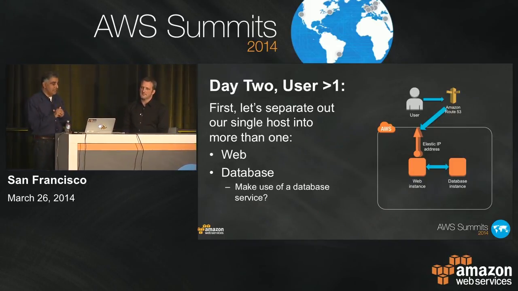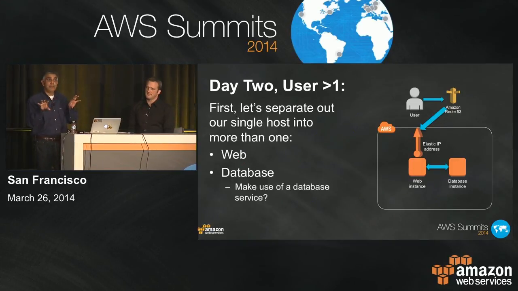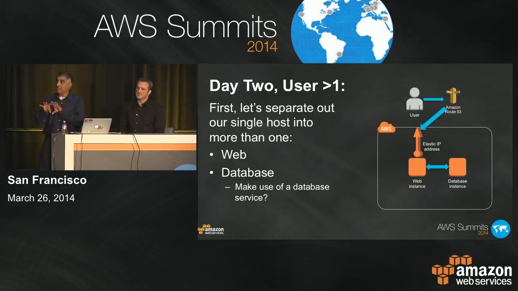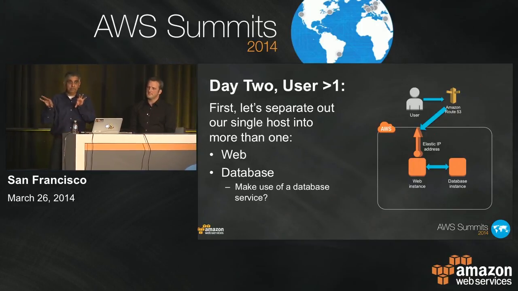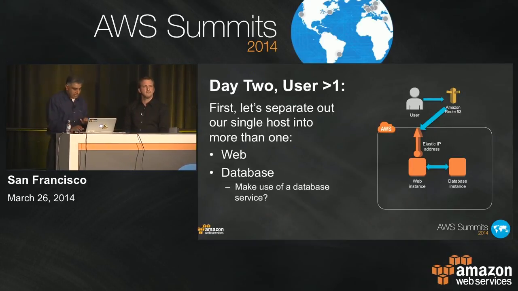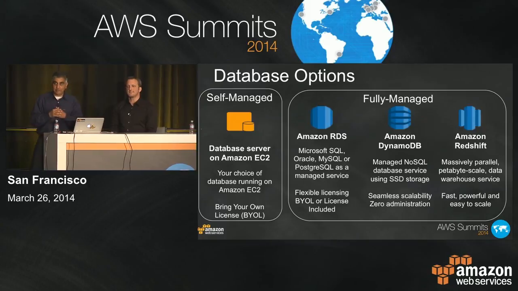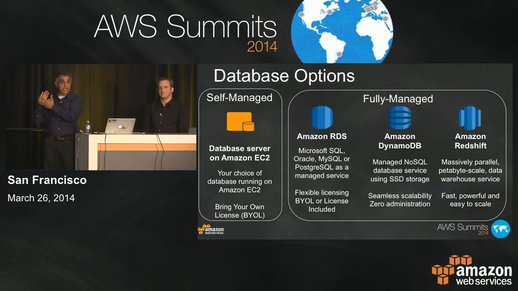One of the things to think about is breaking up the application, the web logic, from the database code, right? That's a fairly common starting point. So what you might want to do is say, okay, I'm going to break that apart and put the database on a database instance of its own. Now, database is a big topic. We're going to spend a few minutes talking about some of the choices. There's lots of choices on AWS.